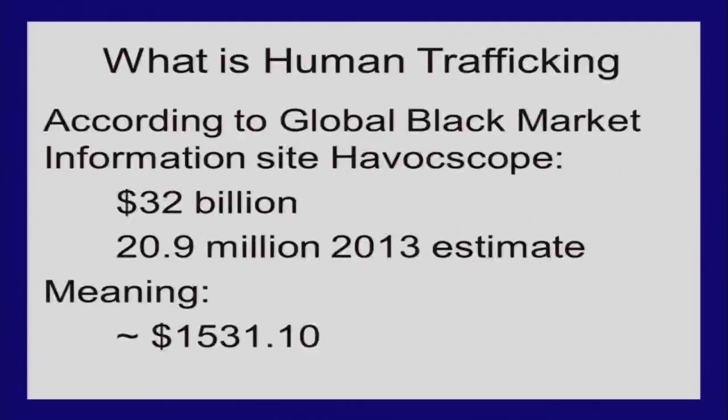Human trafficking is roughly $32 billion a year. That's a rough estimate. It's an estimate I've seen in several places, the Polaris Project, the Department of Homeland Security. Now, it could be a case of everybody just repeating the same stuff. In 2013, the estimate was that 20.9 million people were being trafficked. That works out to a price for a single person, on the screen, of $1,531. That's it. So if you've got $1,500 laying around, you can go buy somebody. Now, that's also dependent upon where you are in the world. There are parts of the world where you can buy somebody for as little as $6.